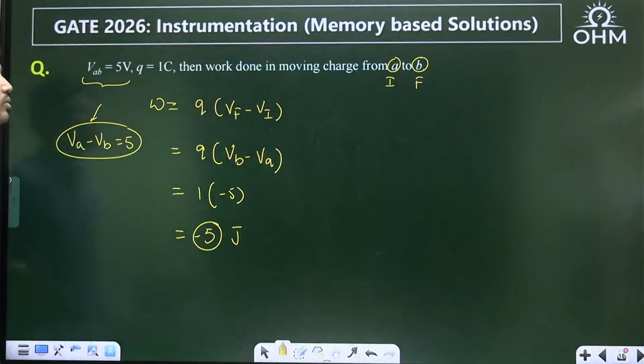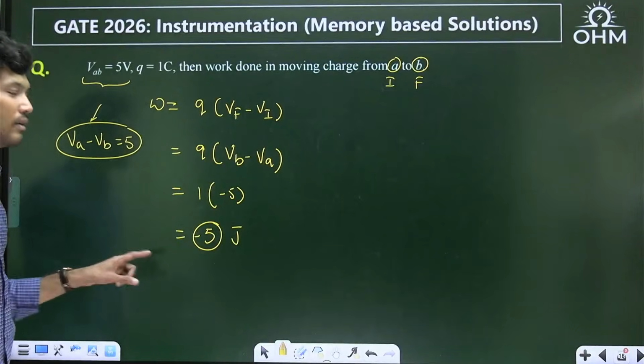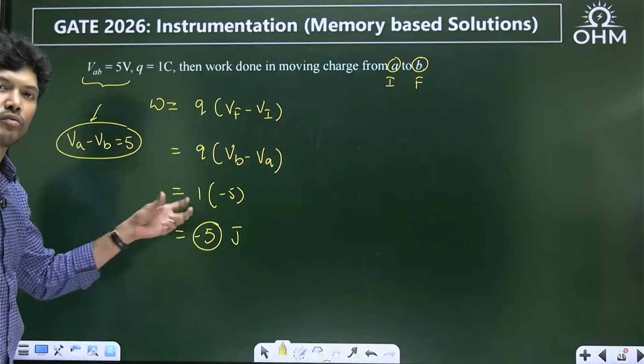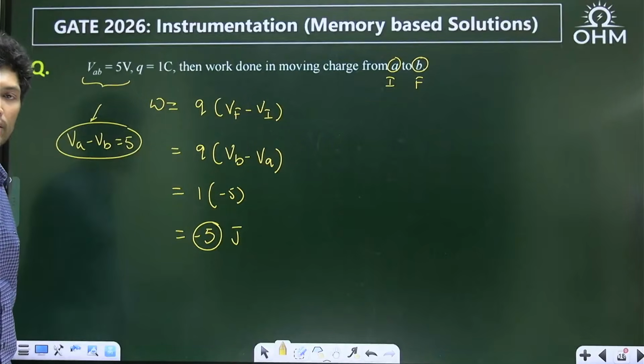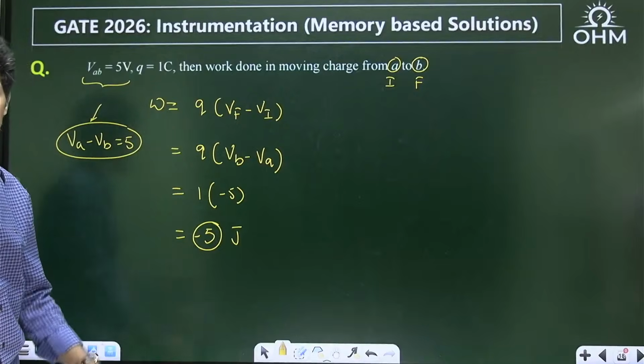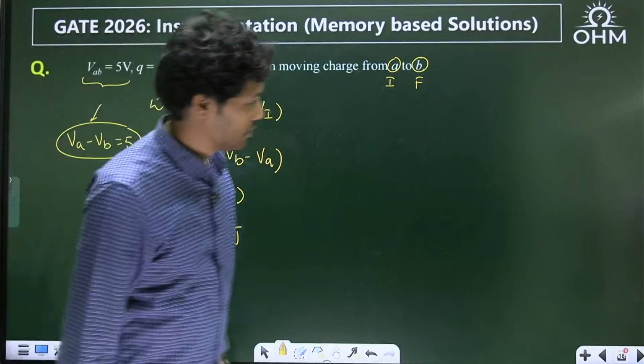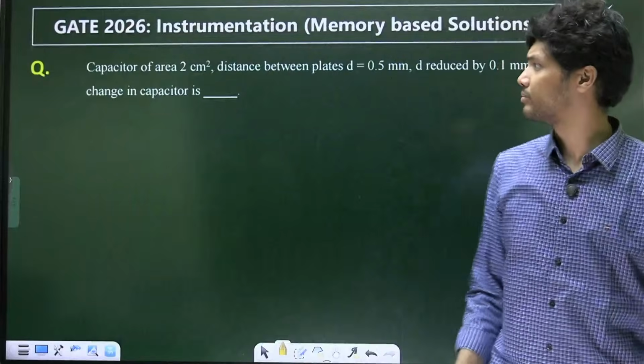Okay, so the answer that you are supposed to enter in the blank space would be minus 5. If it is given as an MCQ, they will also give one of the options as plus 5. So you have to be cautious in terms of the charge at the initial point as well as the final point. Okay, yeah. So we'll go to the next question.